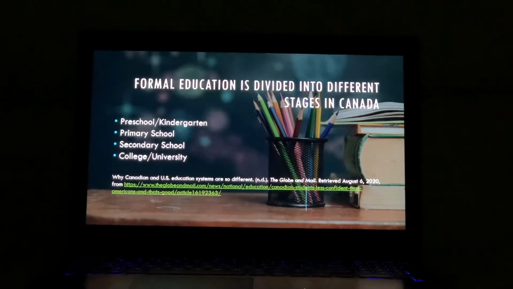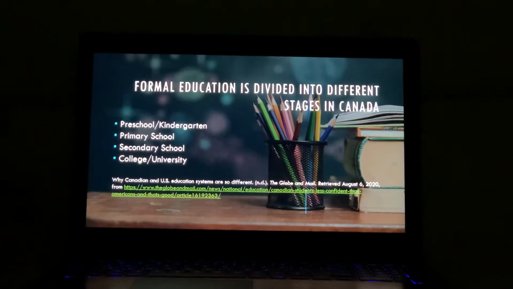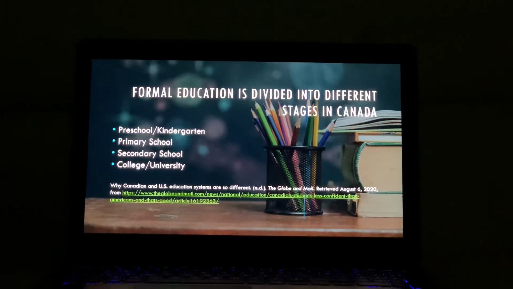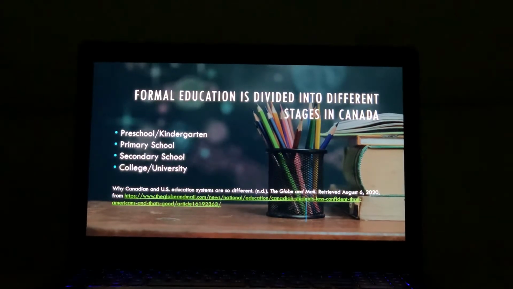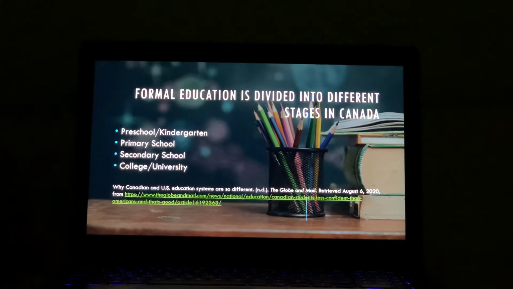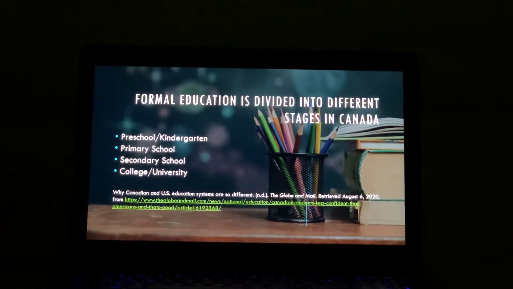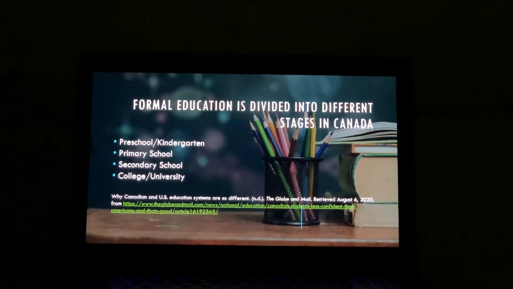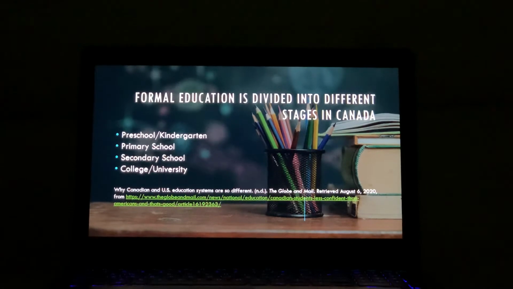Further, how are the stages of education divided in Canada? So there are mainly stages like preschool, kindergarten, primary school, secondary school, college, and university. Now this is the same everywhere in the whole world, the same as in the United States of America. There will be a little bit of difference, but majorly this will be the same.